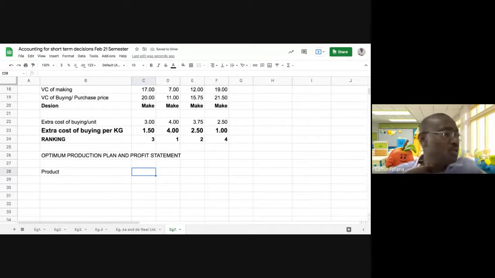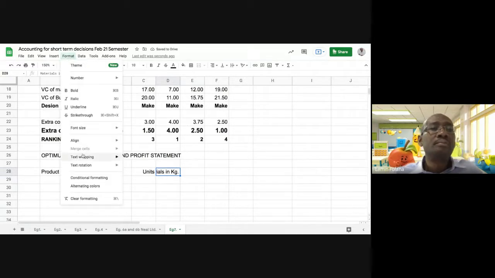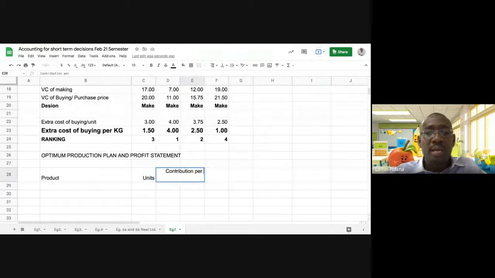Okay, so we need to know how many units we need to produce of those products. So product, then we have our units. Next is our material in kg. We have our material in kg. Then we have our contribution per unit because we have to calculate our profitability, isn't it? Contribution per unit.